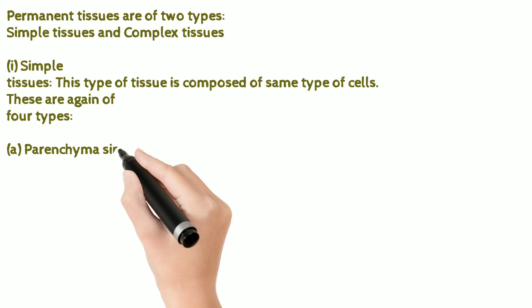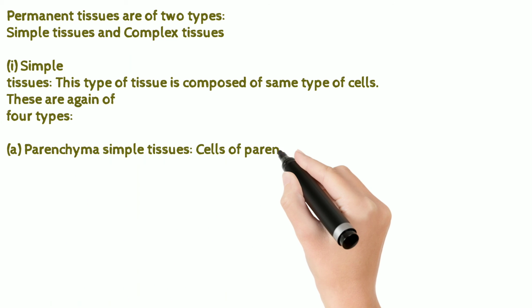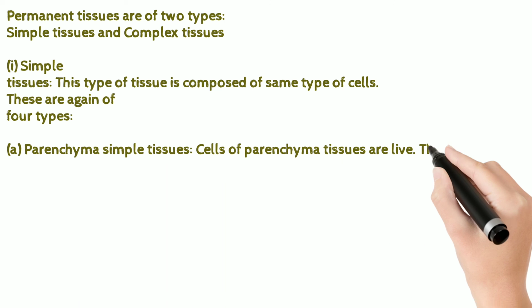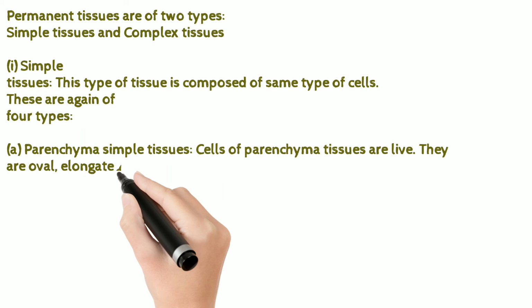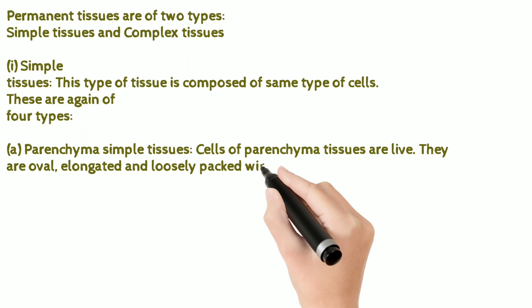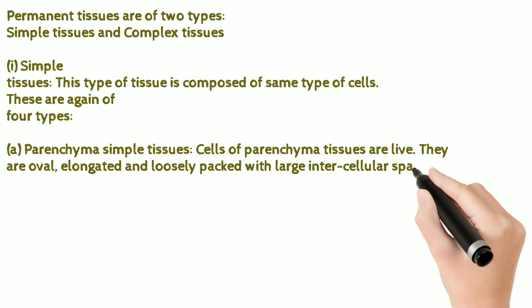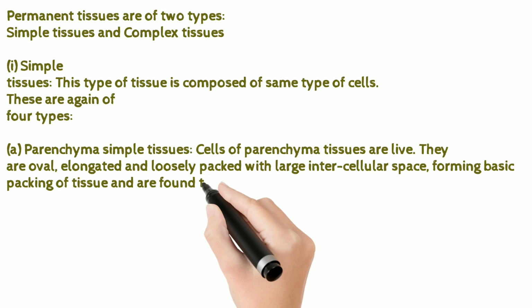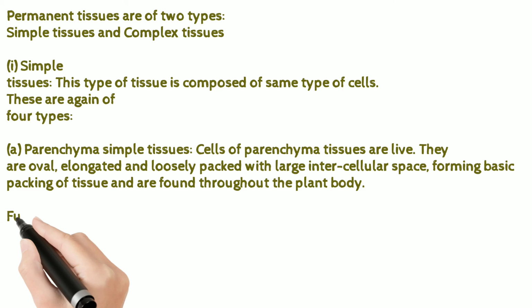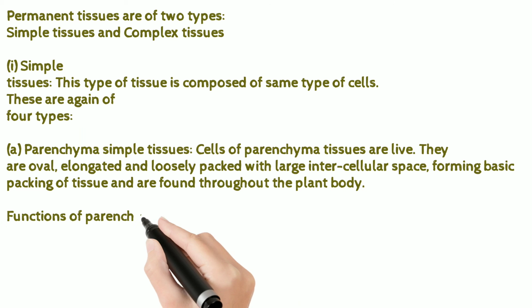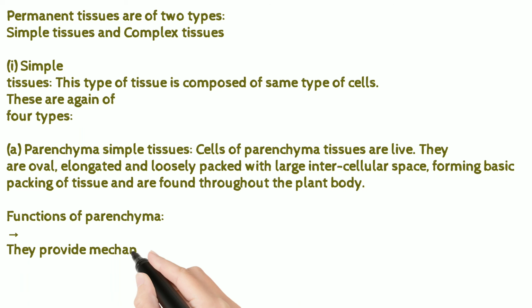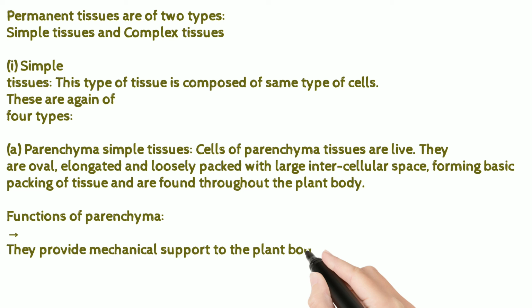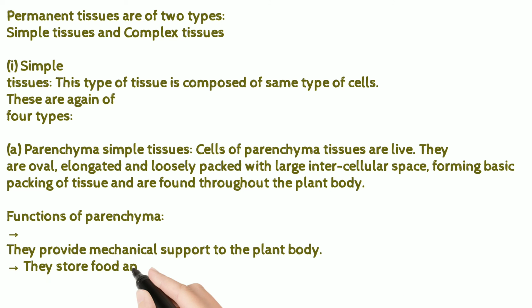A. Parenchyma simple tissues. Cells of parenchyma tissues are live. They are oval, elongated and loosely packed with large intercellular space, forming basic packing of tissue and are found throughout the plant body. Functions of parenchyma. They provide mechanical support to the plant body. They store food and nutrients in vacuoles.